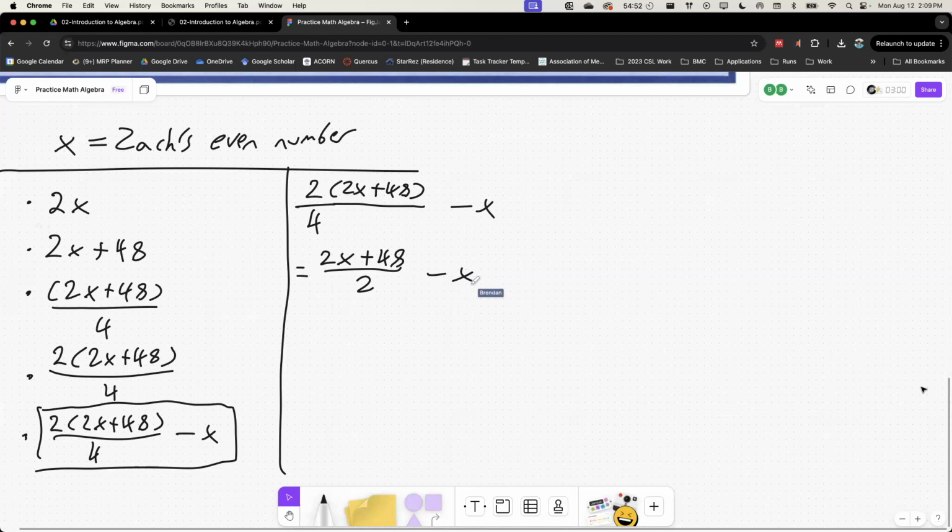Next up, we want to subtract by the original number. We want to keep dividing out, right? The next step is we can divide out this 2 even more because these numbers are divisible by 2, like the 2x and the 48. When we divide by 2 on the 2x, we get x. And when we divide by 2 on the 48, we get 24.